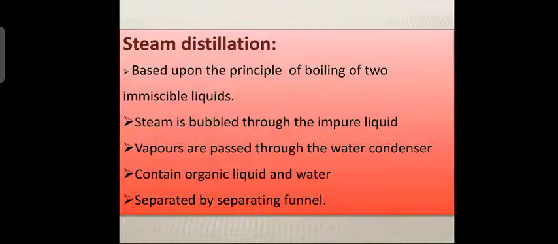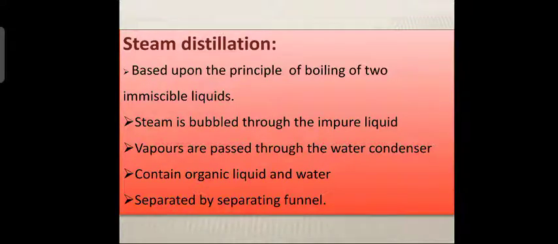Good morning, students. Today let us discuss steam distillation. You know that WA/WB is equal to PAMA/PBMB, correct? And this we have already learnt in the previous class. Now the same principle is being used in steam distillation.